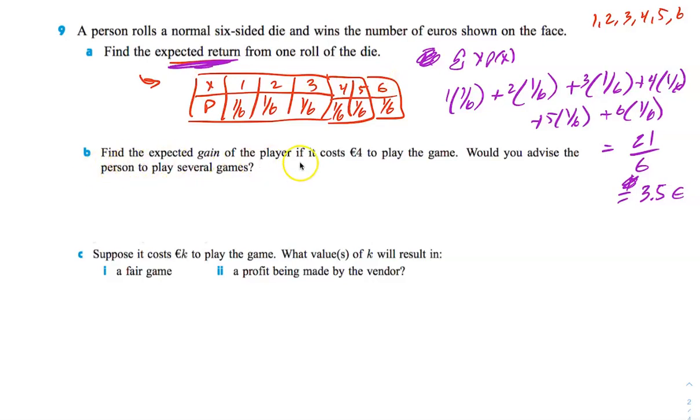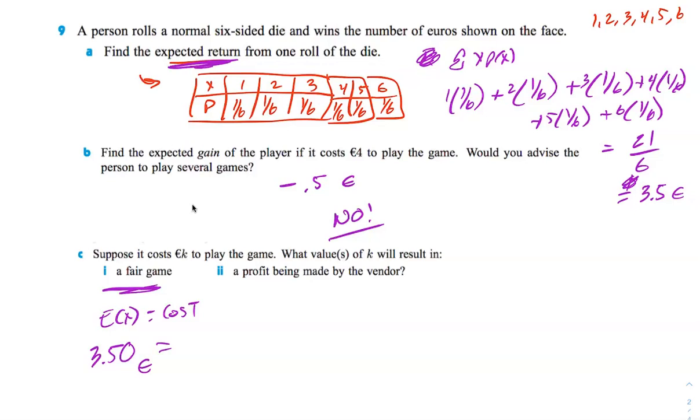Find the expected gain if it costs $4 to play the game. Would you advise a person to play several games? Just like before, I gain 3.50. It costs me 4 to play, so no. The game would be a loss of half a euro, so no, I would not advise. Suppose it costs K to play the game. What value of K would result in a fair game? Like we just talked about, a fair game is where the expected value equals the cost. So a fair game would be a game that costs 3.50 euros to play.